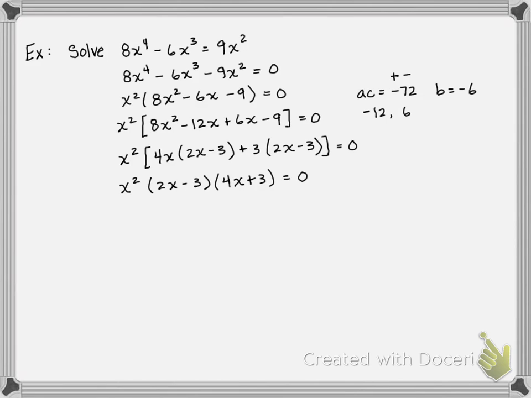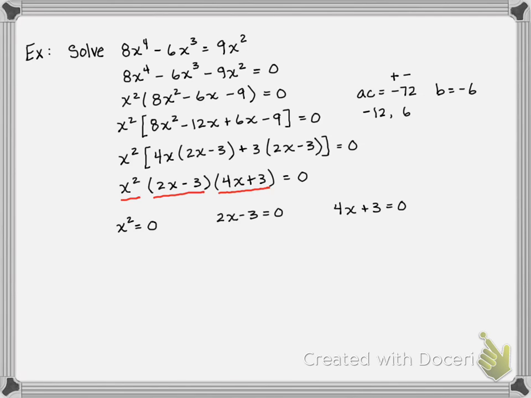And now I want to set each factor equal to 0. In this case, I have more than 2 factors, right? We've had 2 factors for most of the ones we've done so far. Here I've got x squared, 2x minus 3, and 4x plus 3. All 3 of those factors contain a variable, so I have to set each of them equal to 0 separately. So x squared equals 0, 2x minus 3 equals 0, and 4x plus 3 equals 0.